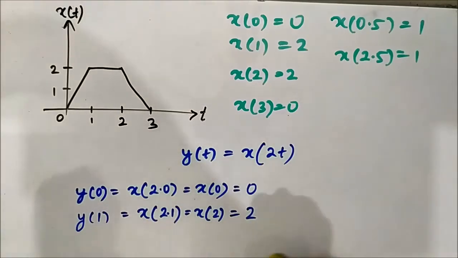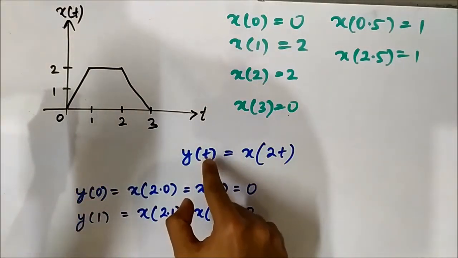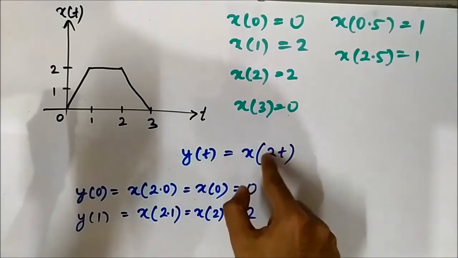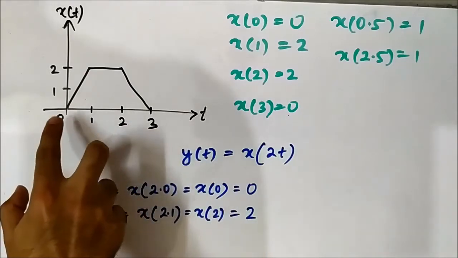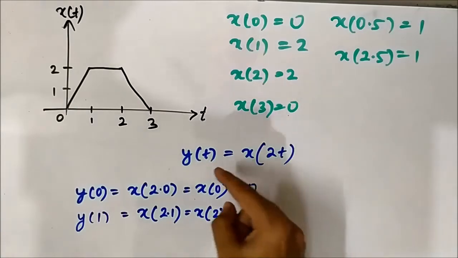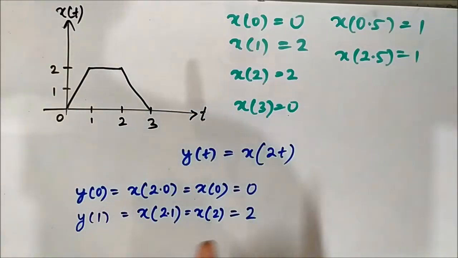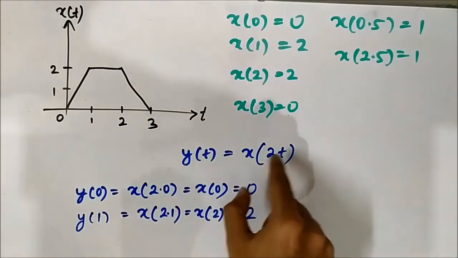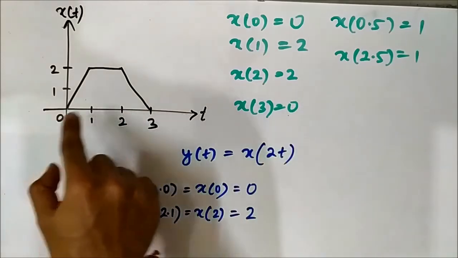So here is the important thing. We have to select the value of t in such a way that this value 2t lies between 0 and 3. Suppose we select t equals 2, it will be x(4), and 4 is not there. So we have to select the value of t in such a way that this 2t value will come between 0 and 3.